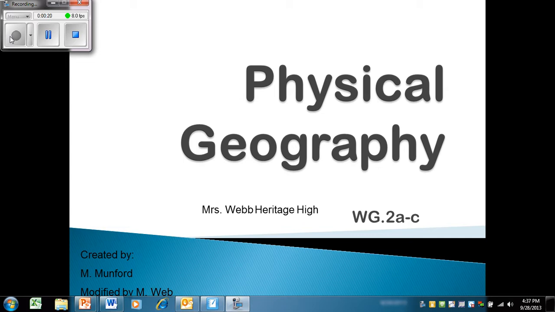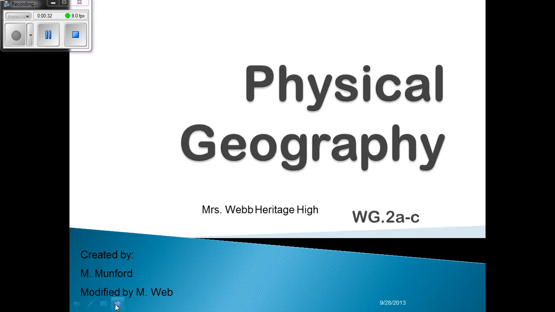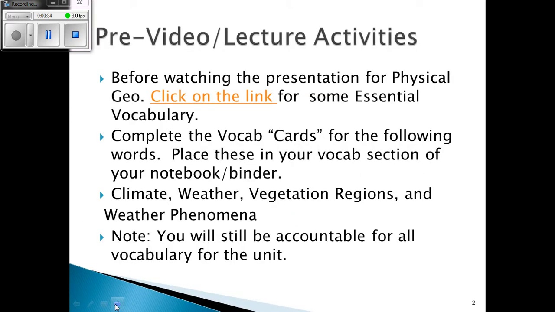There are directions for each section on the activity sheet, and it will also let you know where to place your work in your notebook or binder. Let's get started. Here's the first slide, which I call your pre-video lecture slide. Here you'll be asked to do several things, including maybe watching a video, answering questions, or completing vocabulary activities.